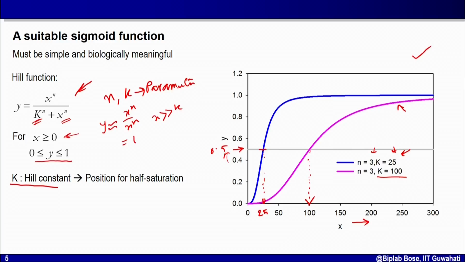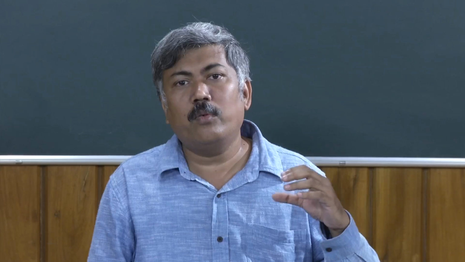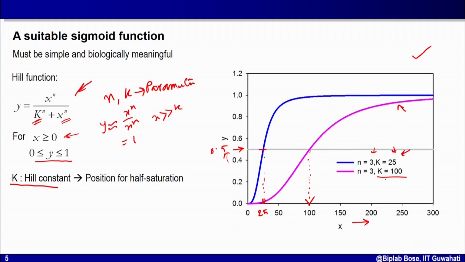So 0.5 is half saturation because the maximum value is 1. So half saturation is 0.5, and k represents where I reach that half saturation value. And you can easily imagine that by experiment I can actually measure this half saturation value. That means I can measure the value of x for which the value of y will be 0.5, the half saturation, and that is my k. And this k is called the Hill constant.